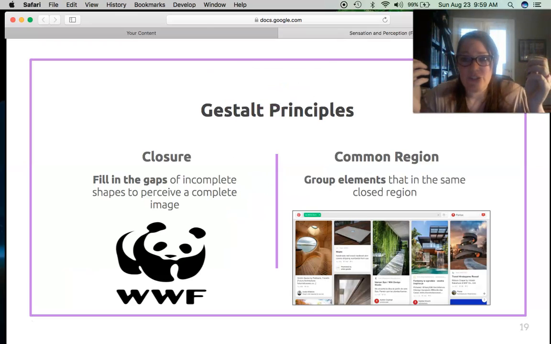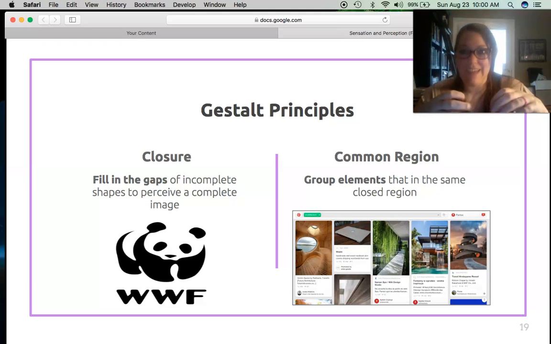We're going to look at 4 Gestalt principles today. The first one is the idea of closure, that our brain is going to fill in the gaps of incomplete shapes to perceive a complete image. In this example, we see the World Wildlife Foundation's logo of a cute panda, but if we actually look at it, we notice that it's just a series of black splotches, and there's nothing connecting them together. But our brain is helping our eyes connect this image to see a series of these black splotches form this cute panda.